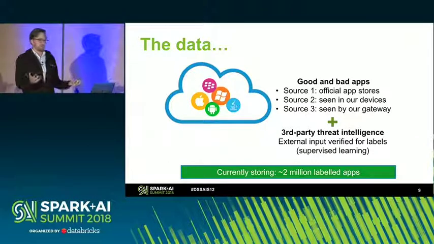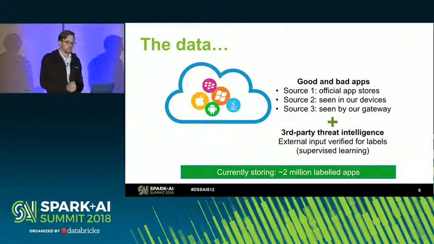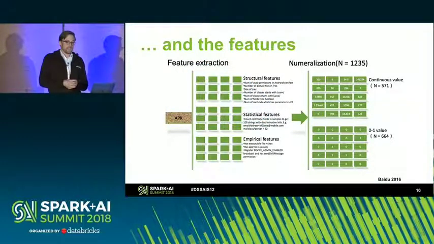So in data science terminology, this then becomes a supervised learning problem. What we have currently is around 2 million labeled apps. Whilst this isn't a huge amount, when you start thinking about the features that they then generate, this becomes a very large data set. And on those features, we have all sorts of features that we will try and extract from a single app APK, depending on the OS we're looking at.